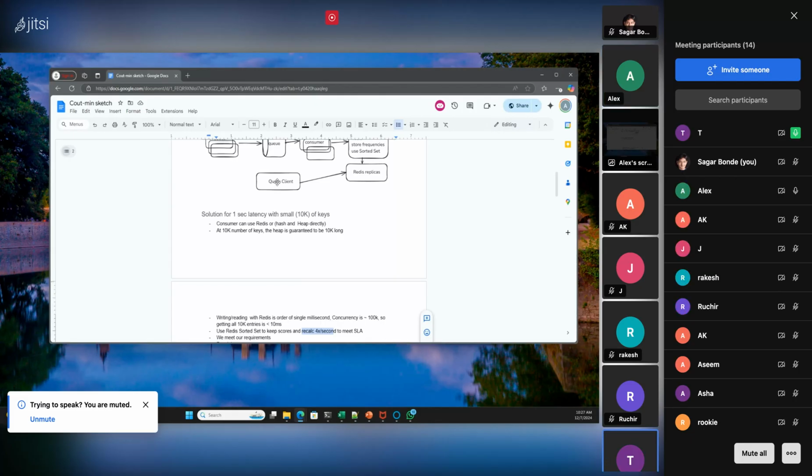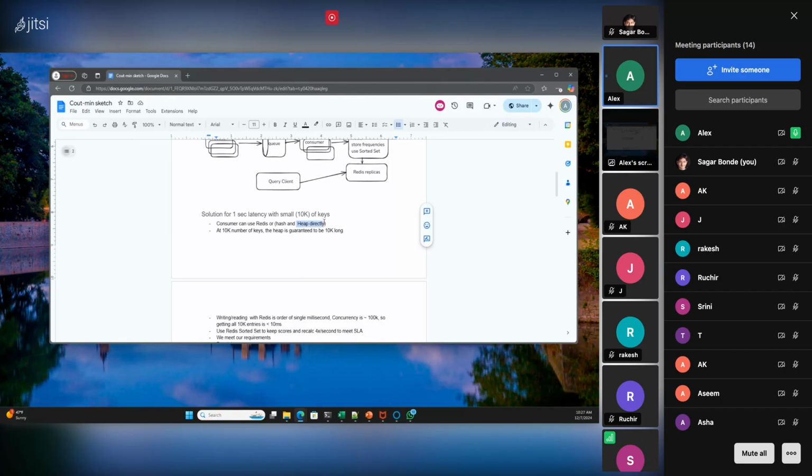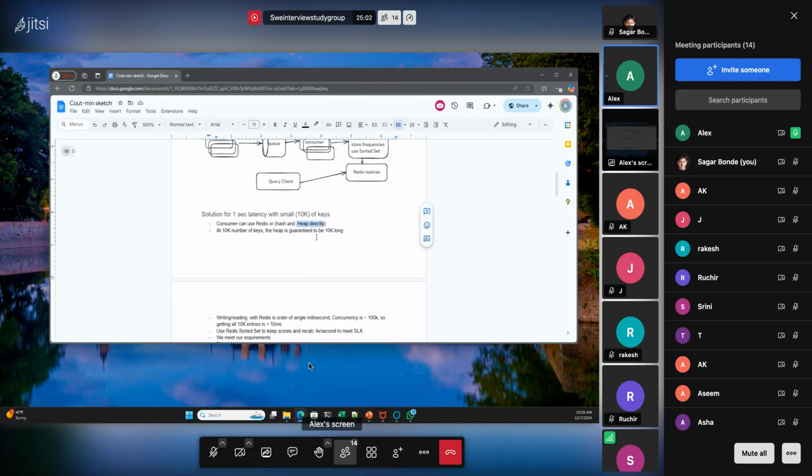So what is the heap for? Isn't that going to help us with the sort? Yeah, the heap is for when you don't want to use Redis, you can use a heap and you do your heap scans and heap pops to get the results out.